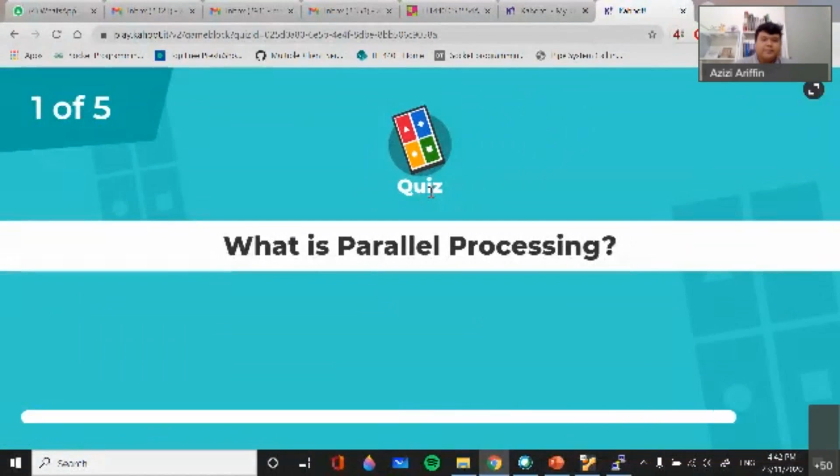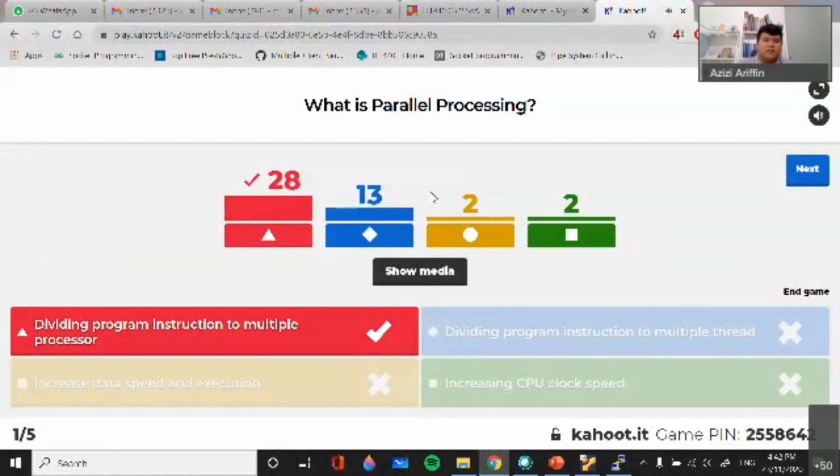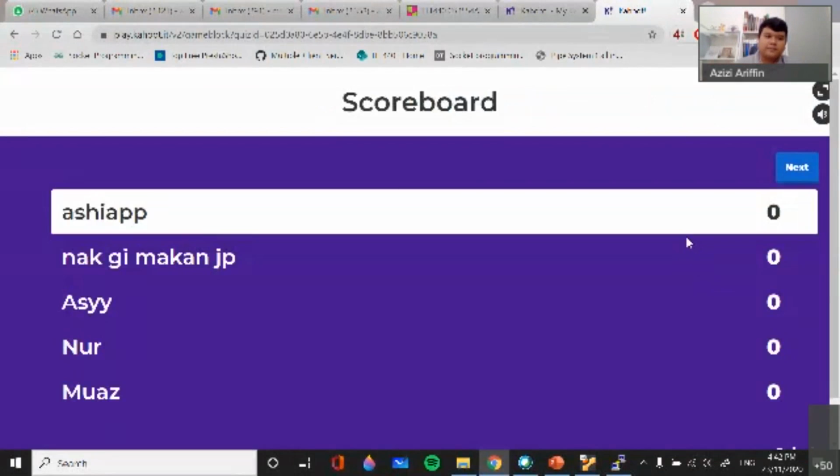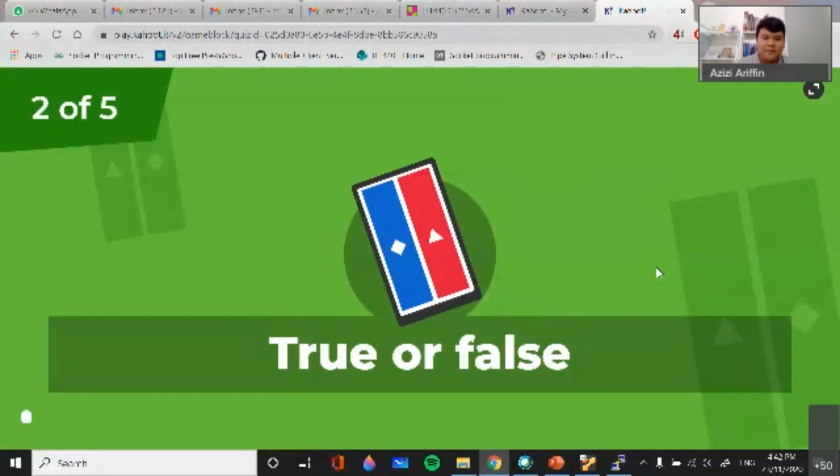What is parallel processing? Okay, so we divide the instructions across multiple processors. That is the heart of it, parallel processing in action. We want to take advantage of the multi-core CPU. Okay, next. Wait, after this we can take a break, a bit over 5 minutes.